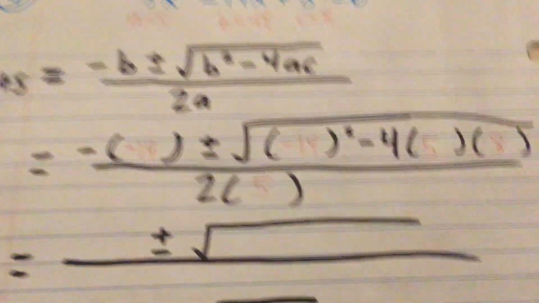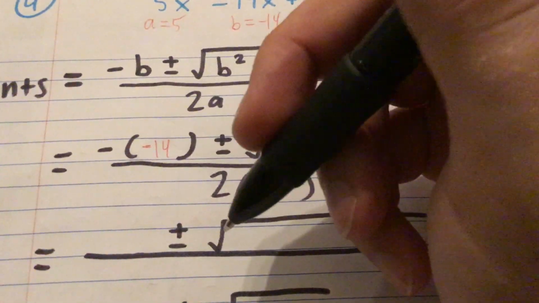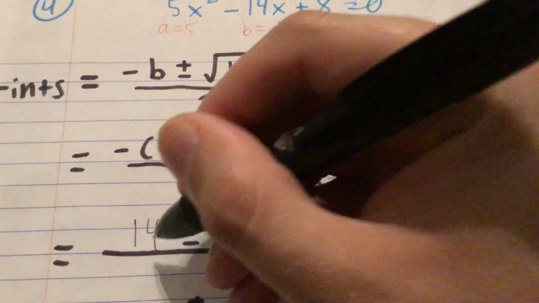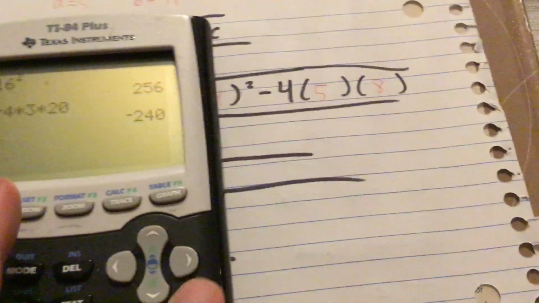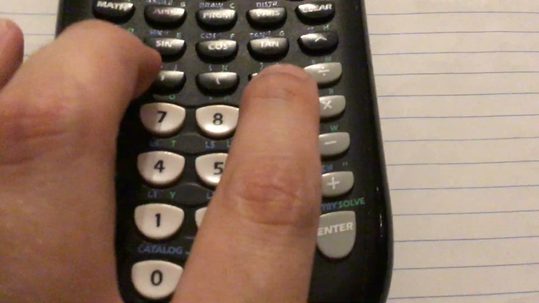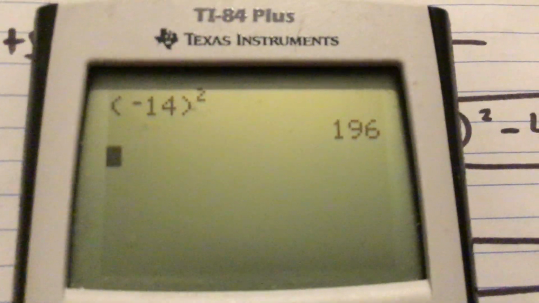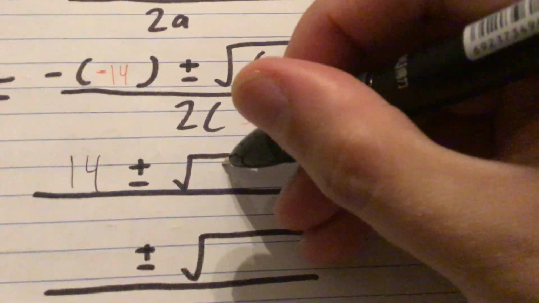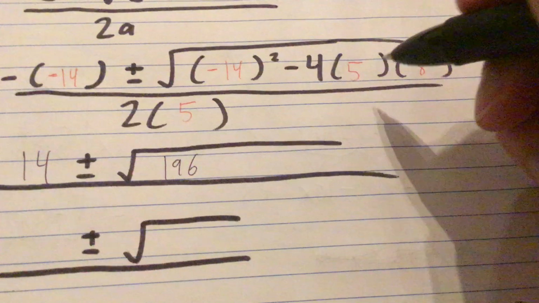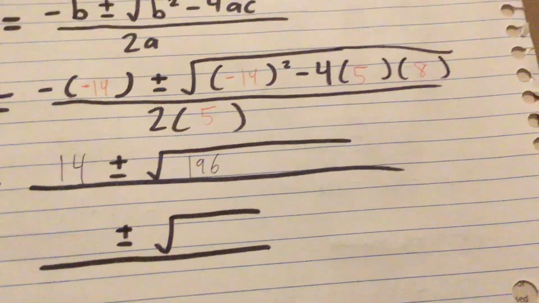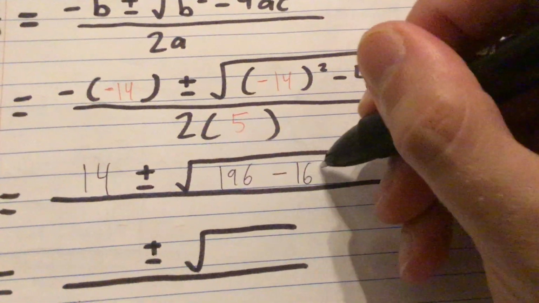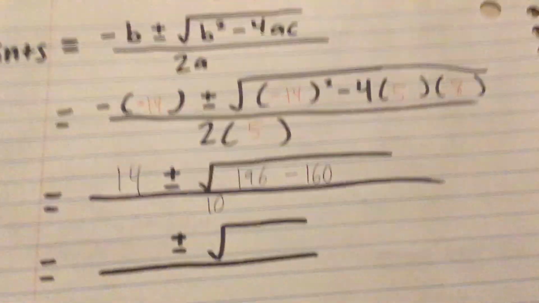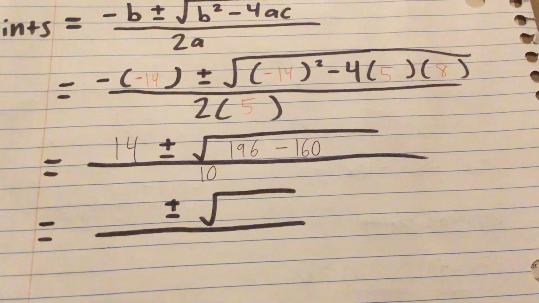Well, now, let's clean this up a little bit. So we look at this, we've got negative 14. Well, a double negative can form a positive. So this is positive 14 plus or minus the square root of negative 14 squared. So I go parentheses, negative 14 and parentheses, quantity squared. That'd be positive 196. Okay. Negative 4 times 5 times 8, that'd be negative 4 times 5 would be negative 20, times 8 would be negative 160, I'm pretty sure. I mean, negative 160, exactly. So minus 160, all that over 2 times 5, which is 10. So 14 plus or minus the square root of 196 minus 160, all that over 10.